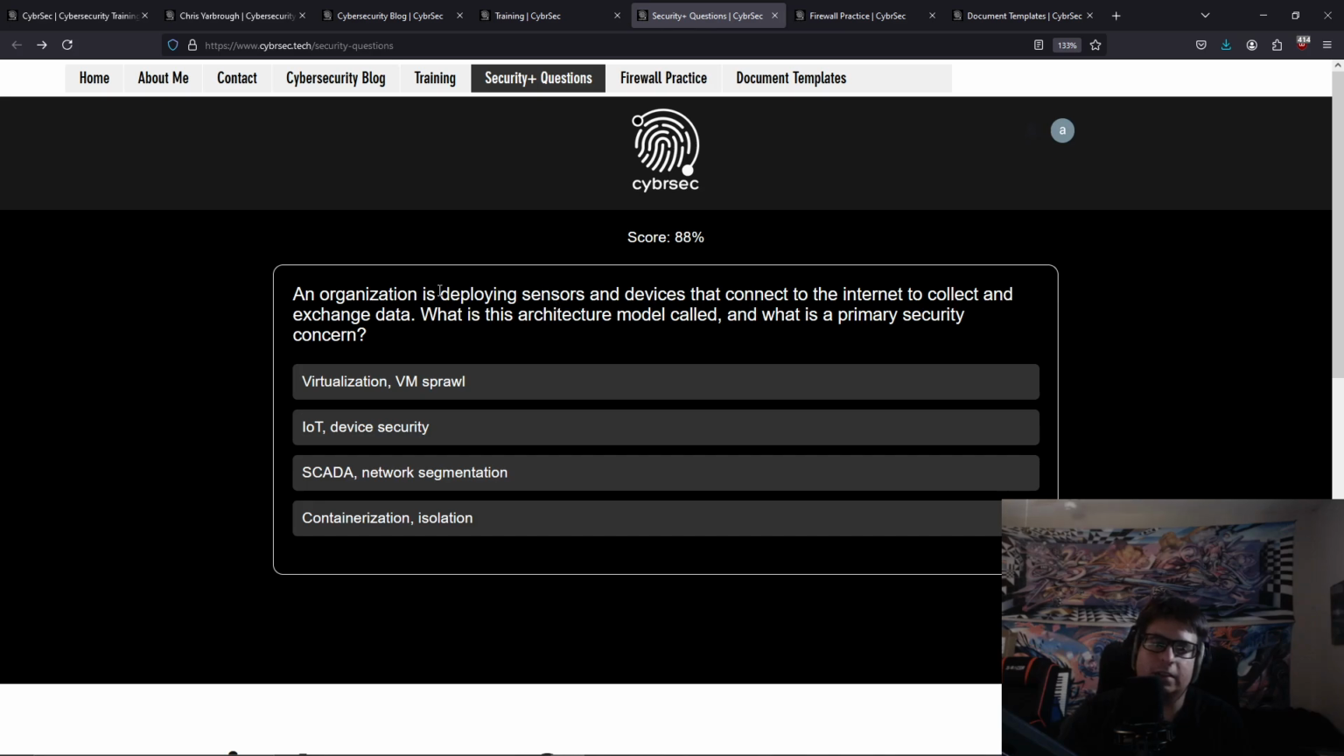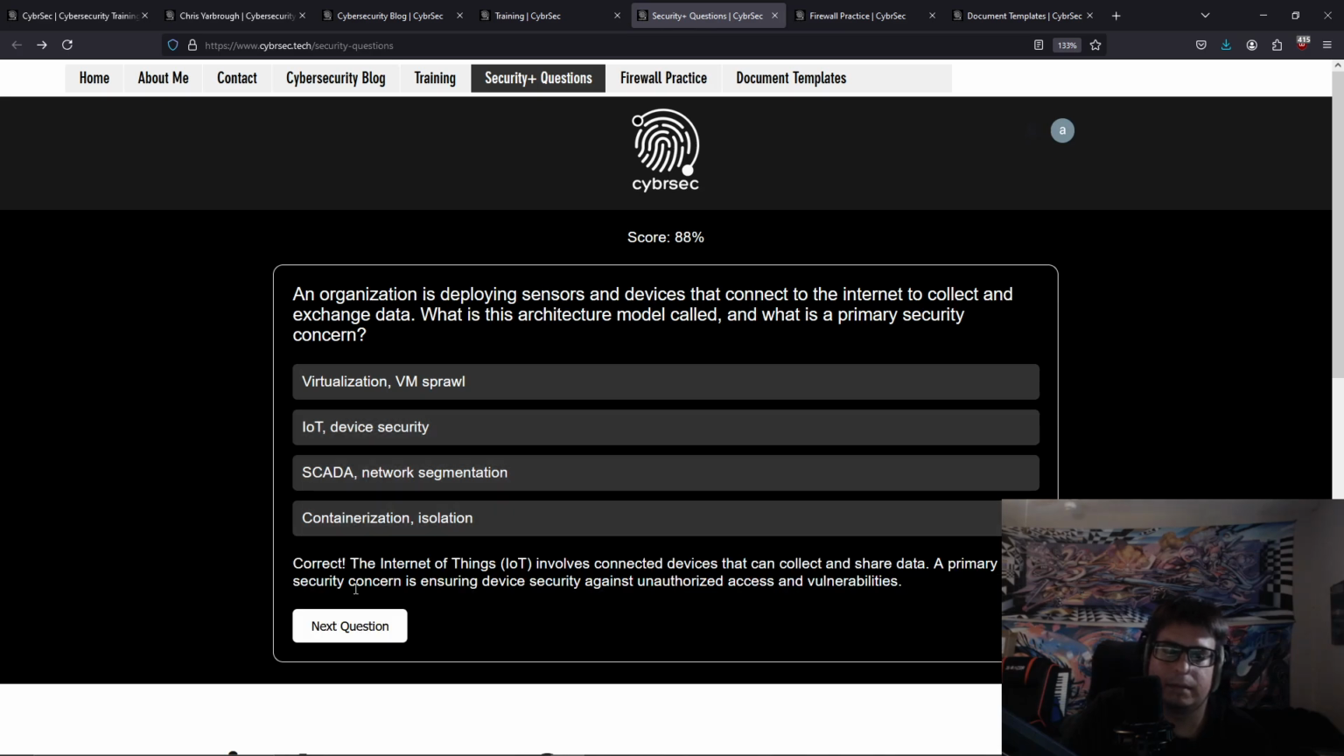An organization is deploying sensors and devices that connect to the internet to collect and exchange data. What is the architecture model called, and what is the primary security concern? I want to say it's this one. They say the S in Internet of Things is for security, right? Yes.